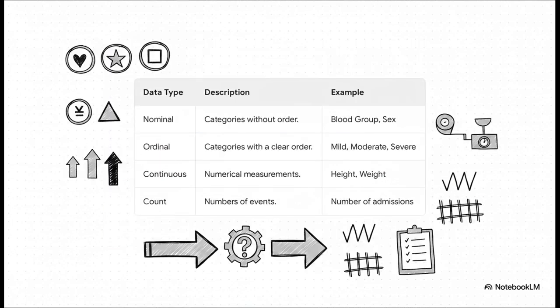Next up, you got to know what flavor your data is. Is it nominal, which is just categories with no order, like blood types? Is it ordinal, where there's a clear order, like mild, moderate, or severe? Maybe it's continuous, a precise measurement, like height or weight. Or it could be count data, like the number of hospital admissions. This might seem a little academic, but trust me, knowing your data type is critical because it directly points you to the right statistical test later.